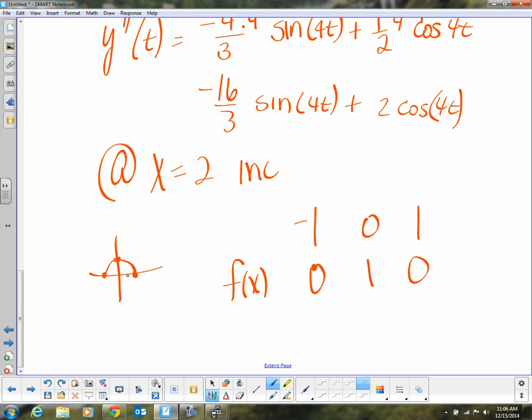So now we're going to go to page 170. These are so roundabout. I don't like these. 170 is 44. They want to know when the velocity is negative. What do you have to do? First derivative.